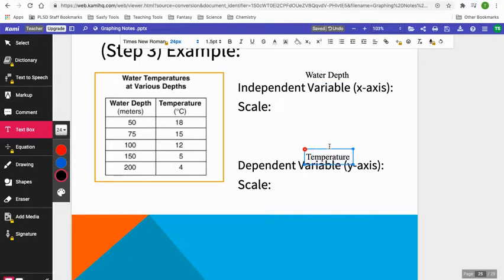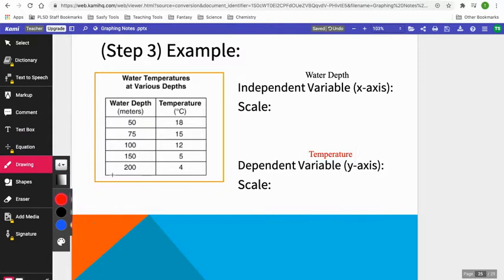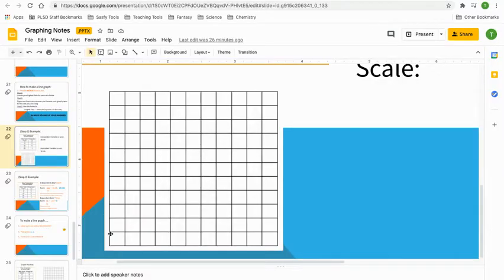Now I need to scale both of them. To scale them both, I need to find their largest value. So I'm going to circle the largest value that I see under each variable. Now that's the easy part. Now I'm going to look at the graph that's on your next paper. If you flip your notes over, I've given you a graph that you're going to use to graph this data. If we look at that graph, yours looks exactly like this.